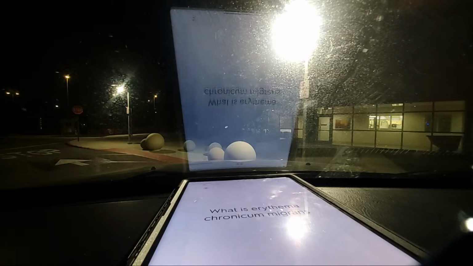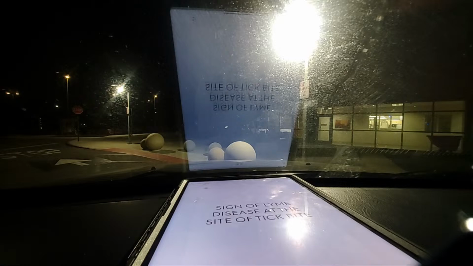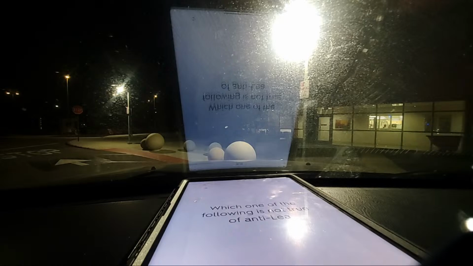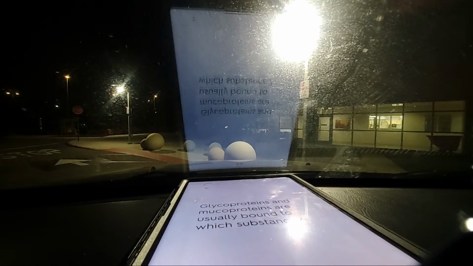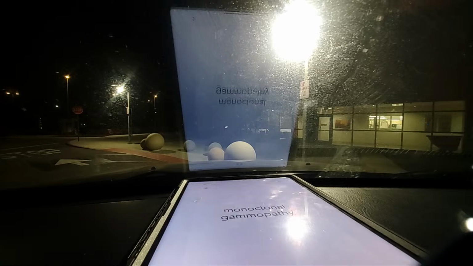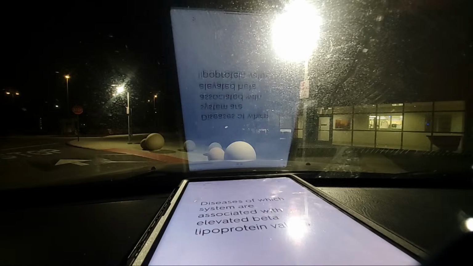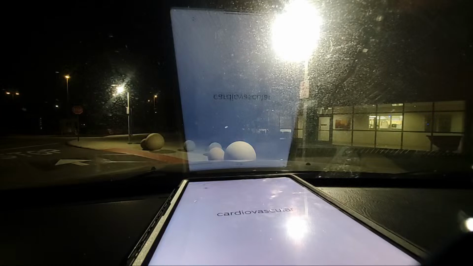What is erythema chronicum migrans? Sign of Lyme disease at the site of tick bite. Which one of the following is not true of anti-Lea? Causes hemolytic disease of the newborn. Glycoproteins and mucoproteins are usually bound to which substance? Monoclonal gammopathy. Diseases of which system are associated with elevated beta-lipoprotein values? Cardiovascular.